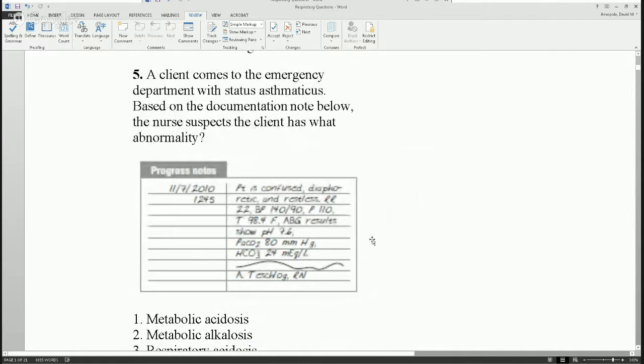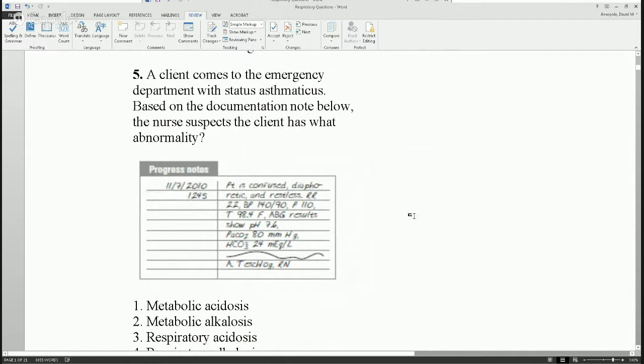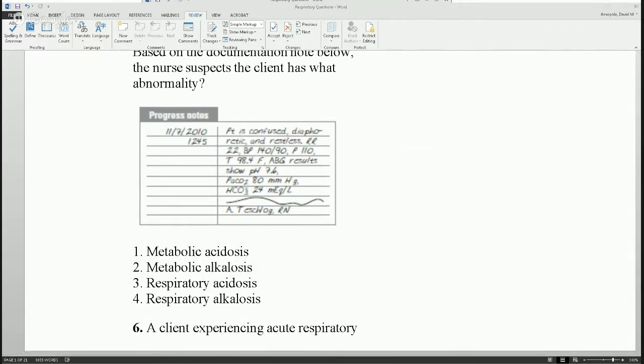Christy, kind of hard to read this, but let me zoom this in just a little bit so it's easier to read. Client comes to the ER with status asthmaticus. Based on the documentation below, they suspect the client has what abnormality? Three. Respiratory acidosis. Yes. Because the partial, yeah, it's respiratory acidosis. That was a nice one.